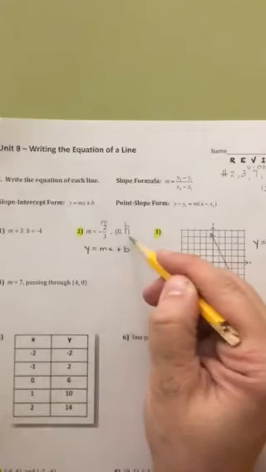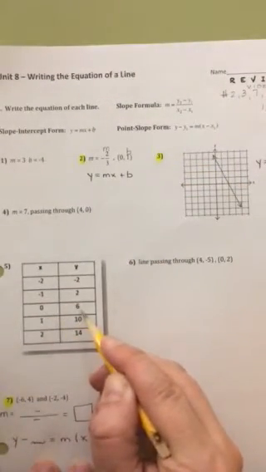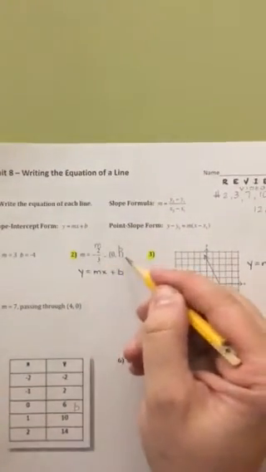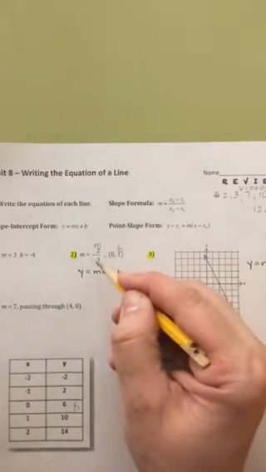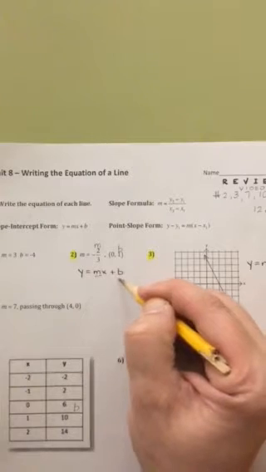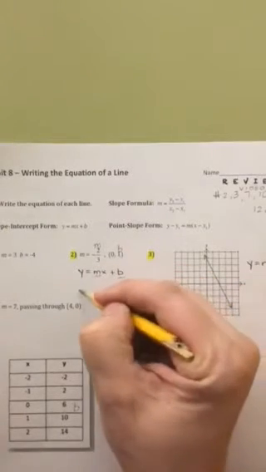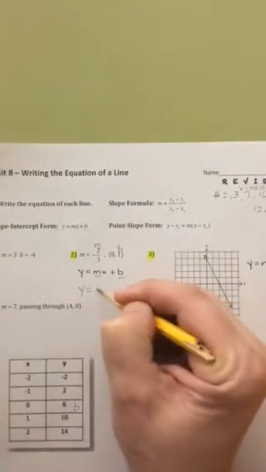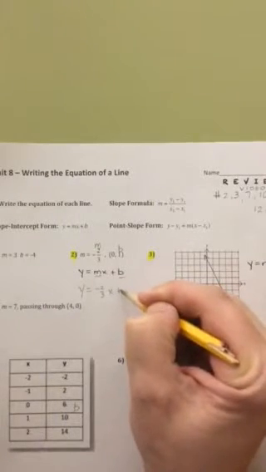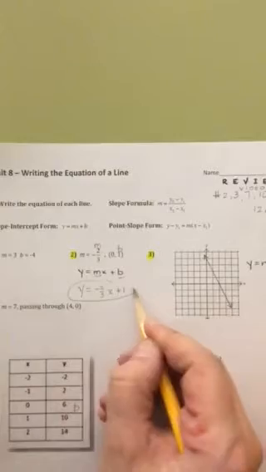Please note that 0, 1 could also be given to you in a table. 0, 6 would clearly be my b value. Moving back up, the directions are to write an equation of each line. I'm going to take the m, I'm going to take the b, and I'm going to plug them in for m and for b. So my final answer would be y equals negative 2/3 x plus 1. Done.